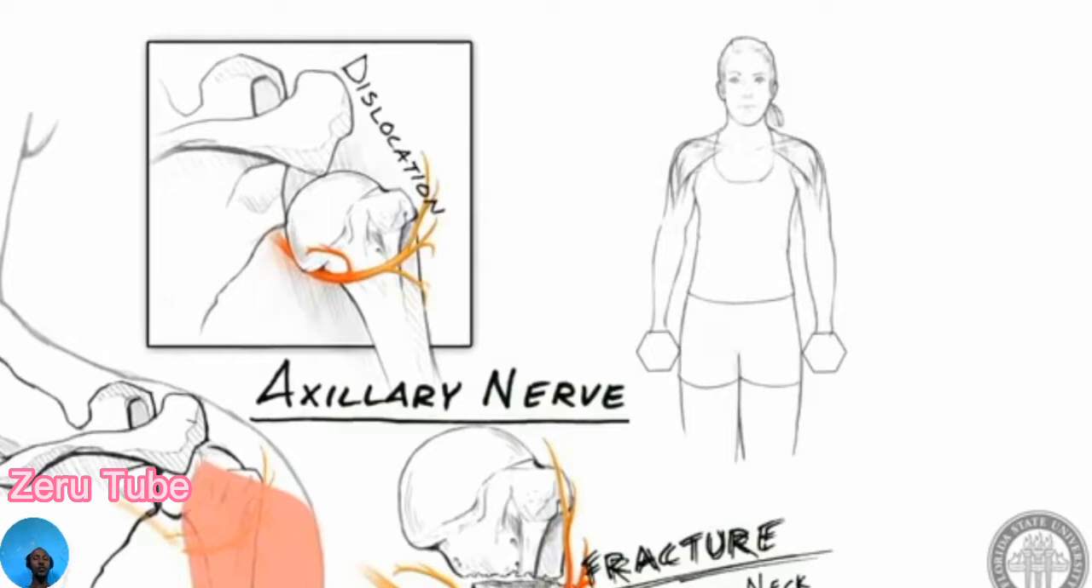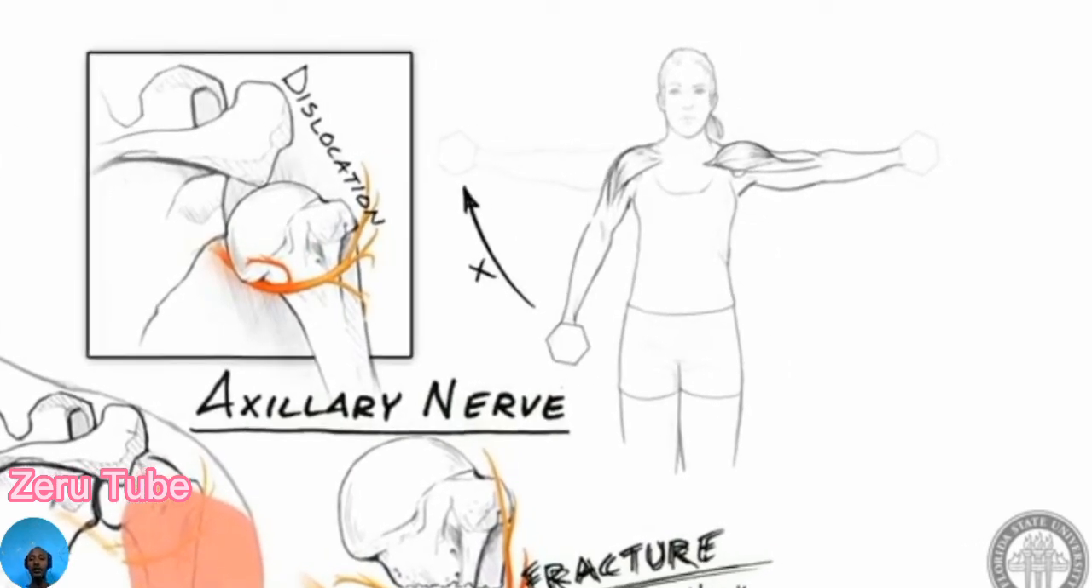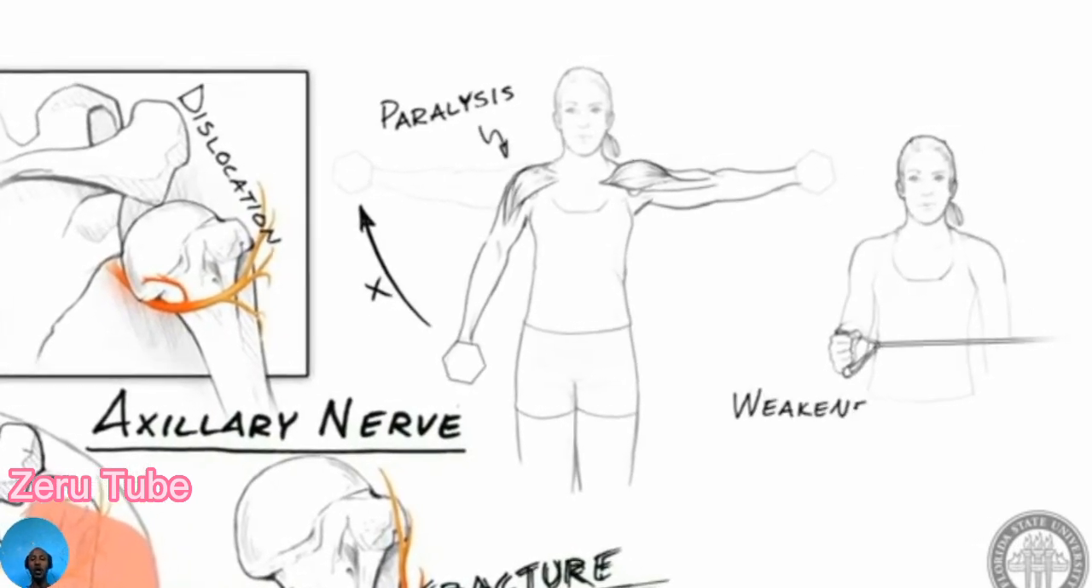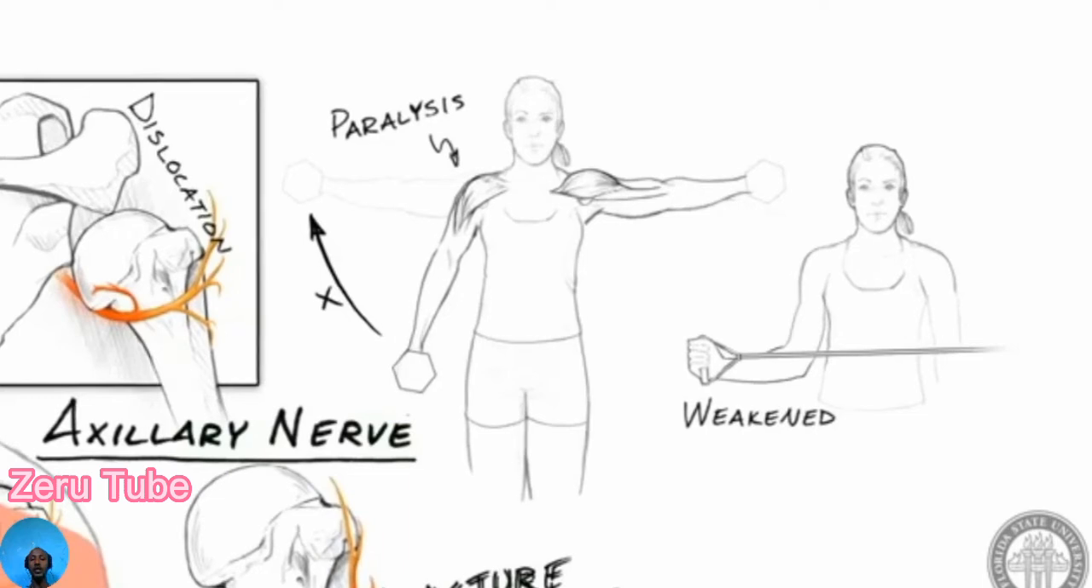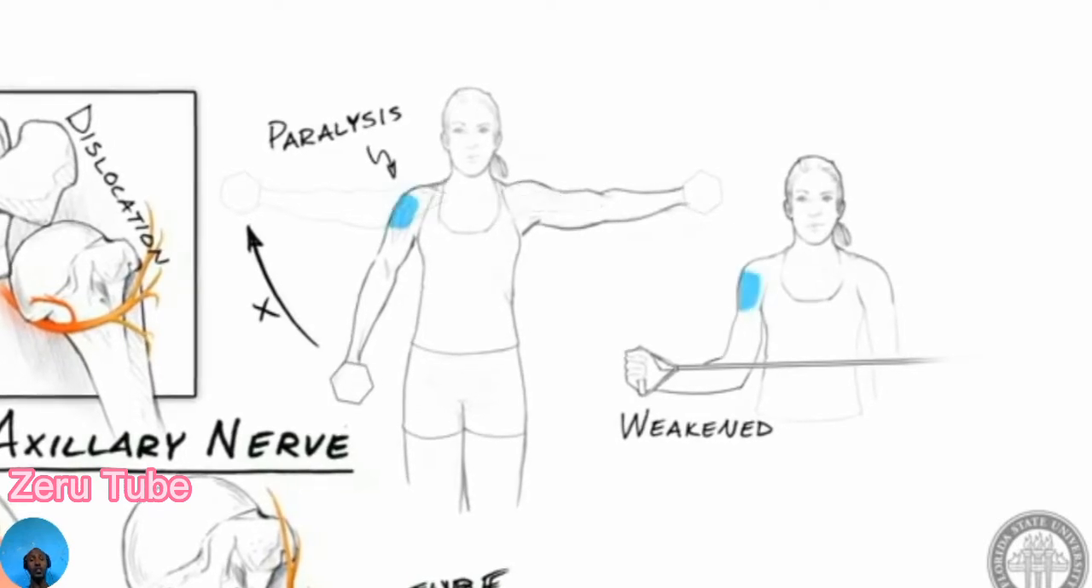fracture of the humerus and dislocation of the glenohumeral joint. So if there is any fracture of the neck of the humerus or any dislocation of the glenohumeral joint, the axillary nerve can be damaged. When the axillary nerve is damaged, the deltoid muscle and teres minor muscle become paralyzed. So the patient is not able to abduct the shoulder. The shoulder becomes adducted due to paralysis of the deltoid muscle. We will see this in more detail later. So the patient has weak deltoid and teres minor muscles.